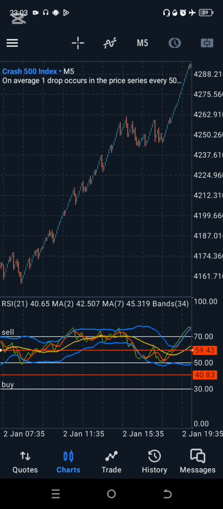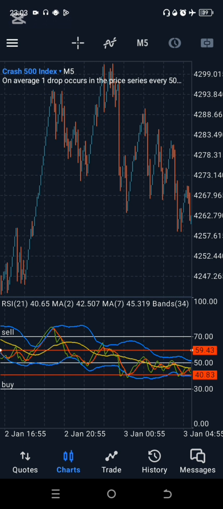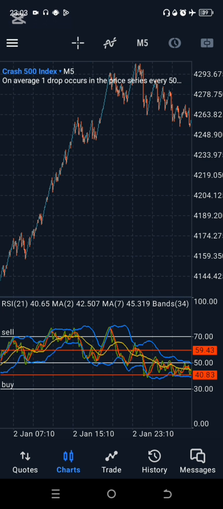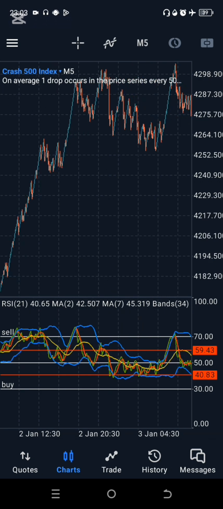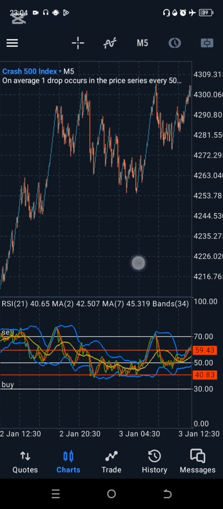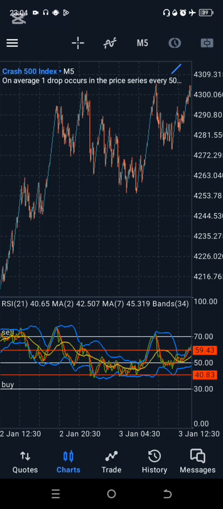So there are other common patterns that we find on the TDI. Mainly, let's start with divergence. What is divergence? Divergence is just what the market is showing versus what the indicator is showing. Let's take this for example. I actually have a few examples over here.